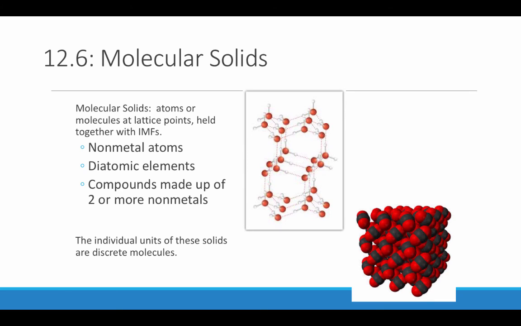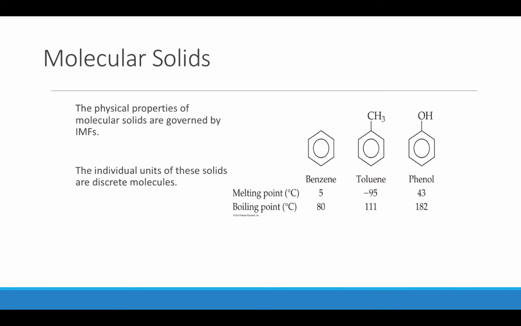Molecular solids can be nonmetal atoms, diatomic elements, or compounds made up of two or more nonmetals. The individual units of these solids are discrete molecules, as we've seen repeatedly throughout this class. As we've seen previously, the physical properties of molecular solids are governed by intermolecular forces. As we see here, melting points and boiling points differ depending on the strength of the intermolecular forces. Benzene is a nonpolar molecule exhibiting dispersion forces only, therefore it has very low melting and boiling points. Whereas phenol exhibits hydrogen bonding, a much stronger intermolecular force, causing its melting and boiling points to be much higher.